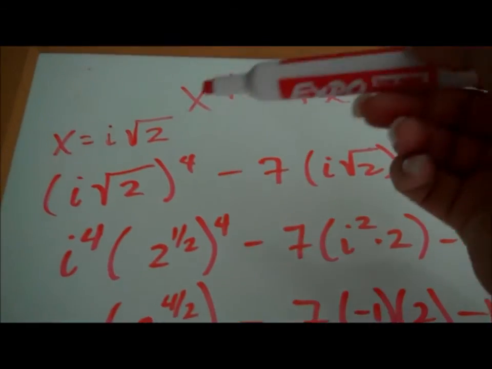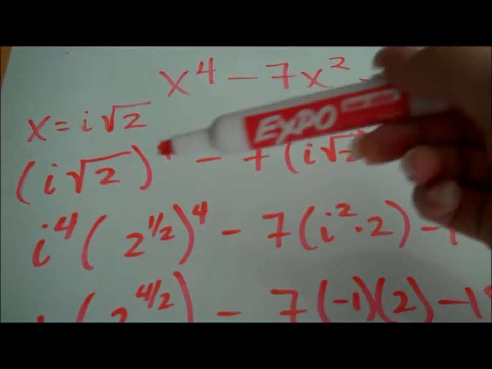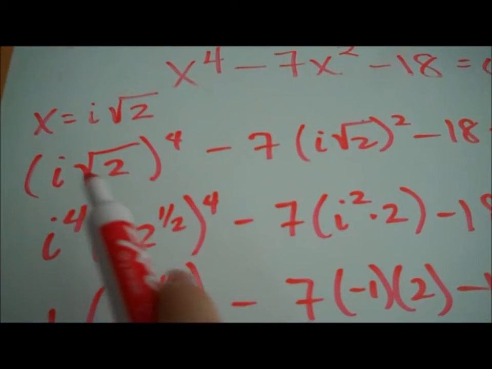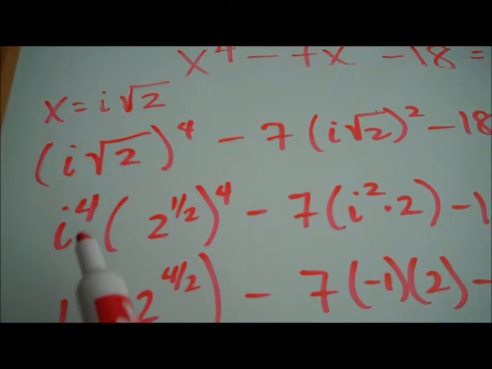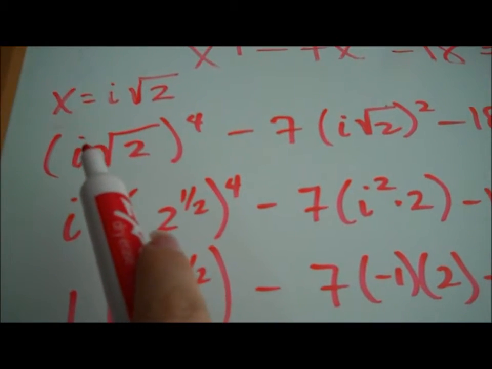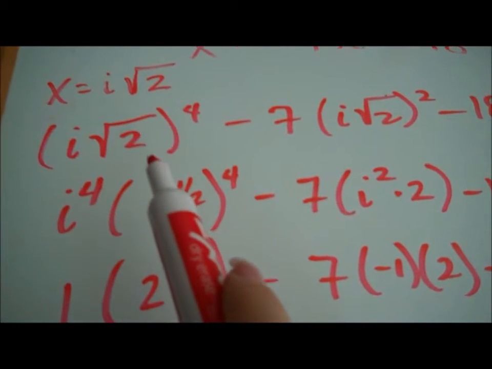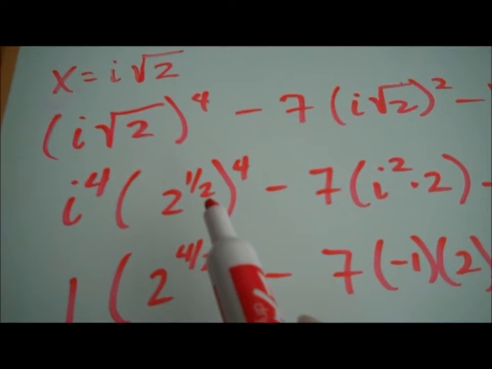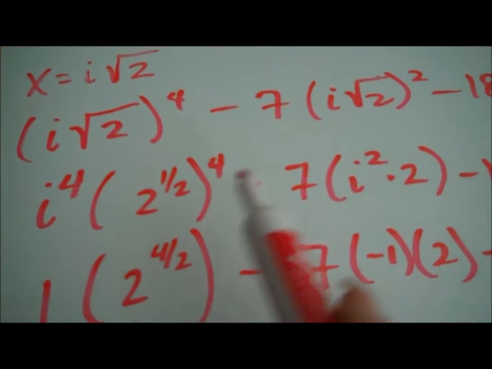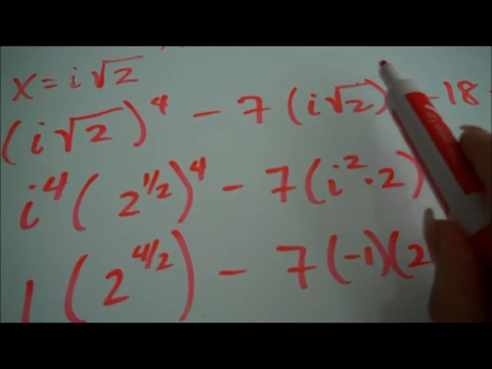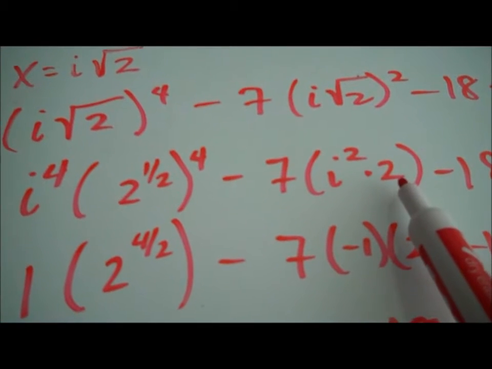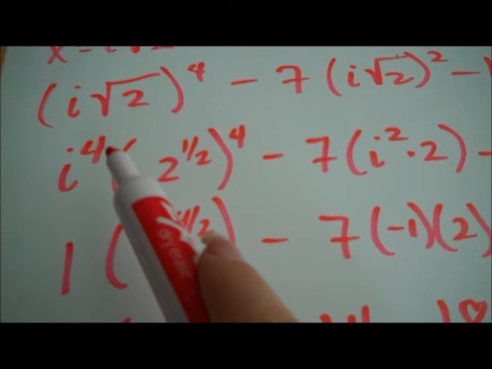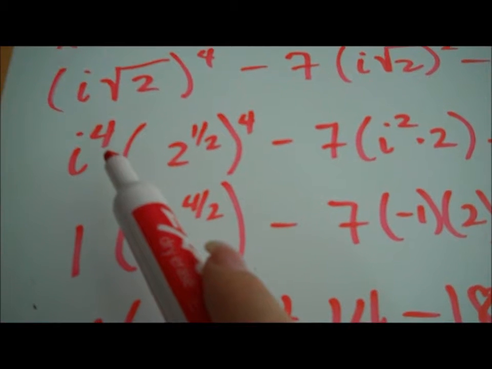Okay, here I've substituted i square root of 2 in for my equation. So right here is just the basic substitution into the equation. If I take i square root of 2 to the 4th power, that becomes i to the 4th, because remember you're taking the 4th power of the i and of the square root here. I can rewrite the square root as 2 to the 1/2 power, as we learned back in chapter 7. Over here, this again becomes i squared, and then if I square the square root of 2, that just becomes 2.